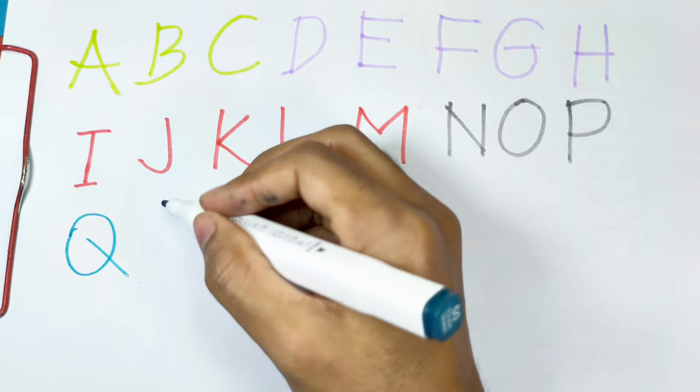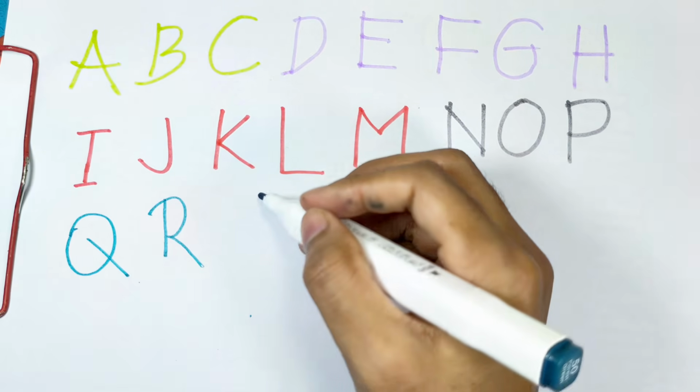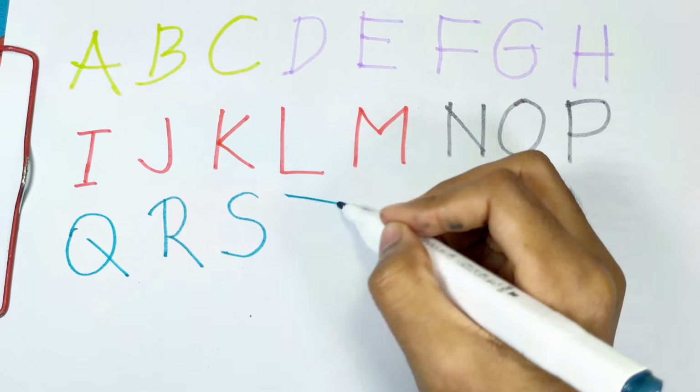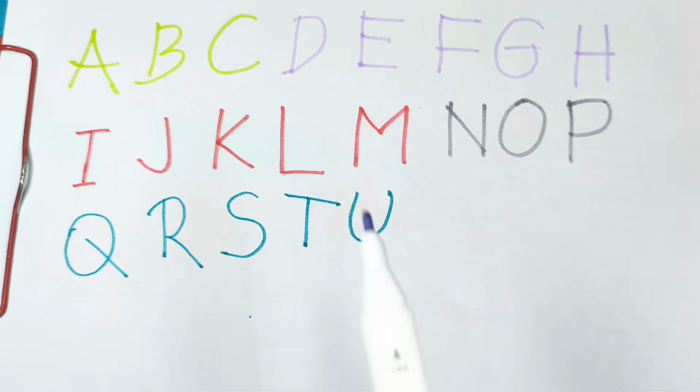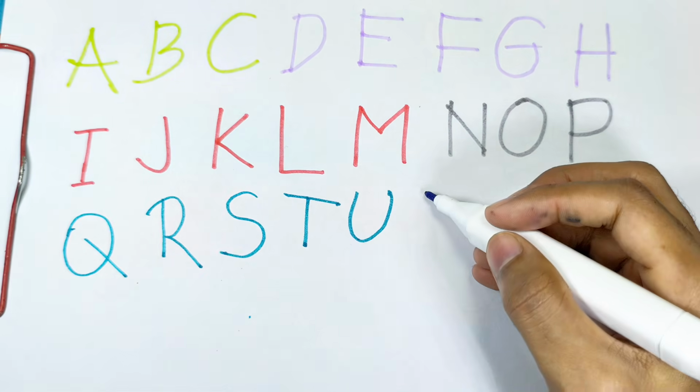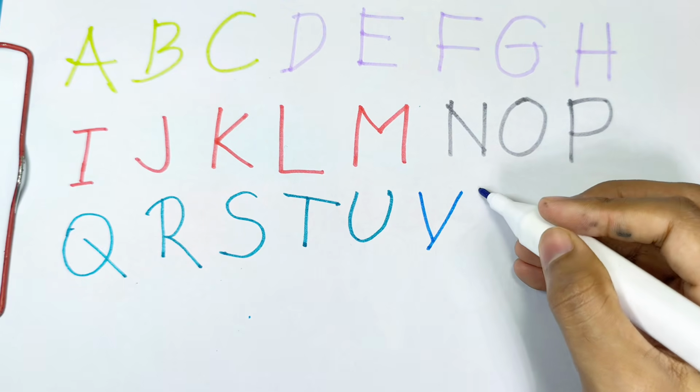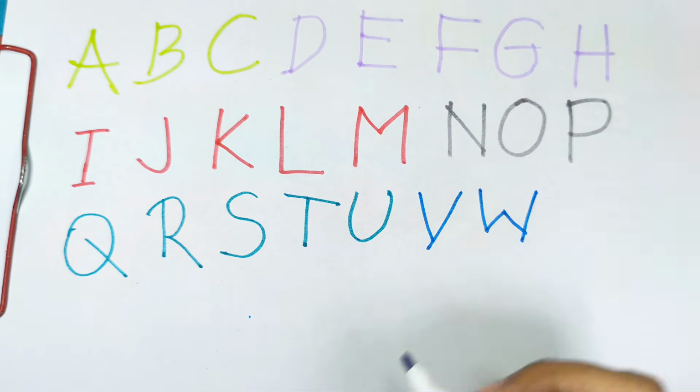Q. The next one is R. R for rose, R for rice. S. S for snake. T. T for tiger. U for umbrella. Now we're using the color of Persian blue. V. W. W for wolf.